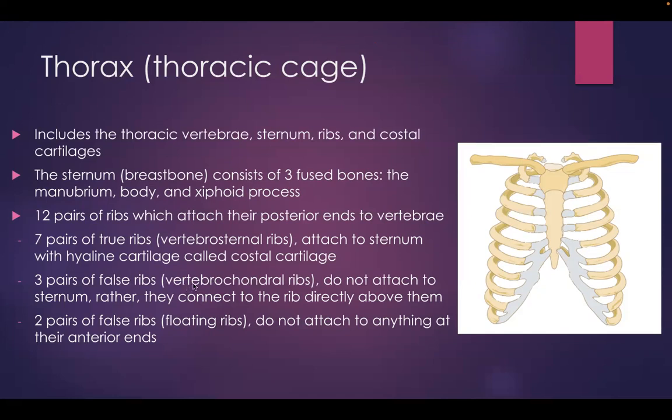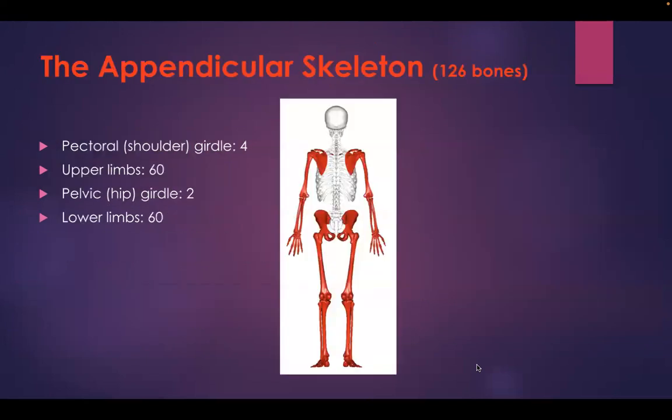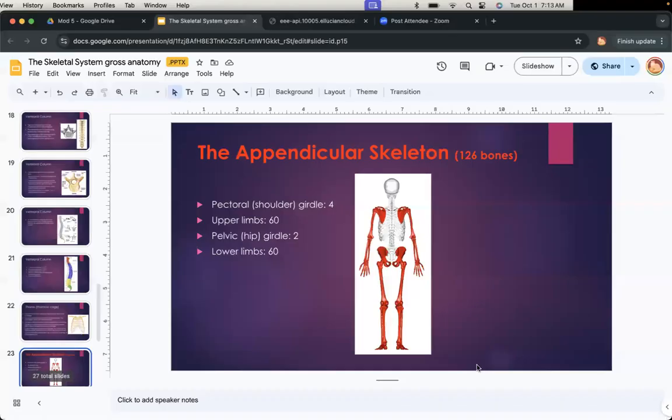vertebrochondral, so they still attach to the vertebral column, and then chondral means cartilage, it attaches to cartilage. And then 2 pairs of false ribs, which are floating ribs, and they don't attach to anything at their anterior ends. That is the axial skeleton.